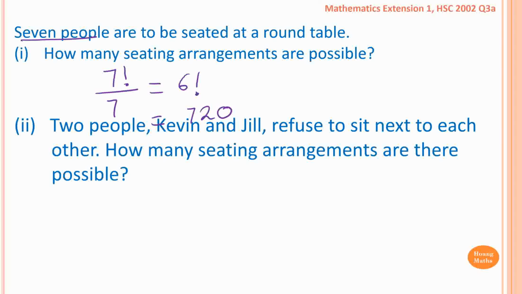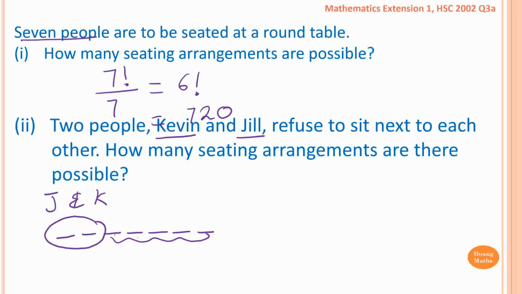Part 2. We know that Kevin and Jill refuse to sit next to each other. So we do the restriction first. The easiest way is we do Jill and Kevin sitting together, and then we subtract from the no restrictions. So let's say Jill and Kevin sit together. That means 7 people, 1, 2, 3, 4, 5, 6, 7. Jill and Kevin together, so we have 5 people left.